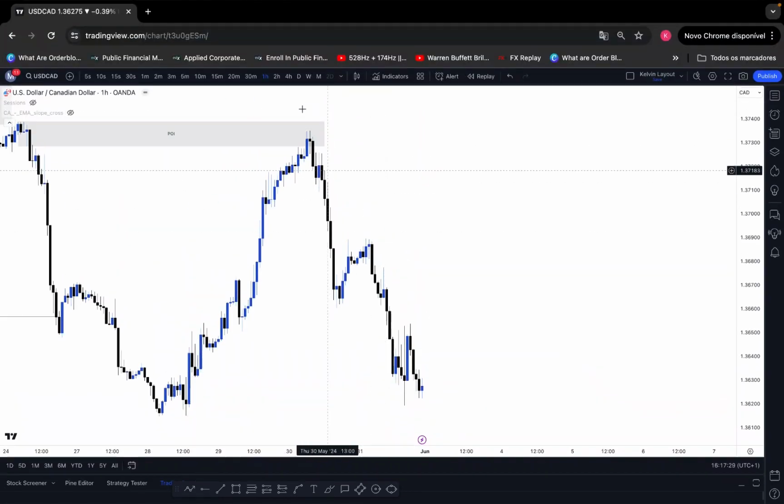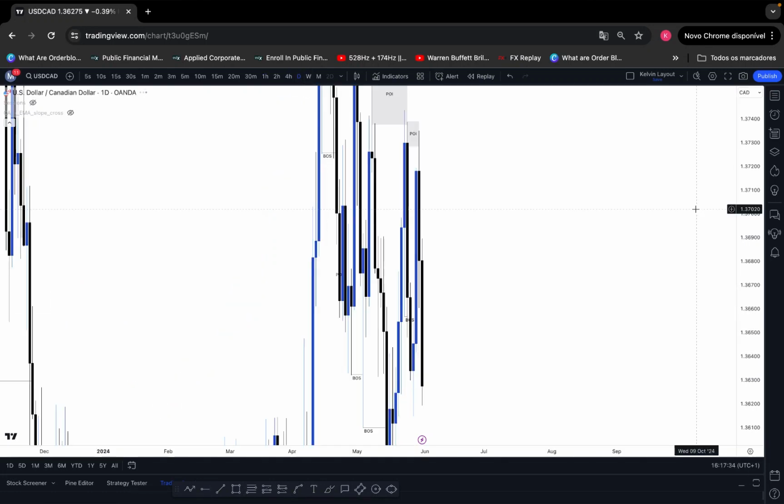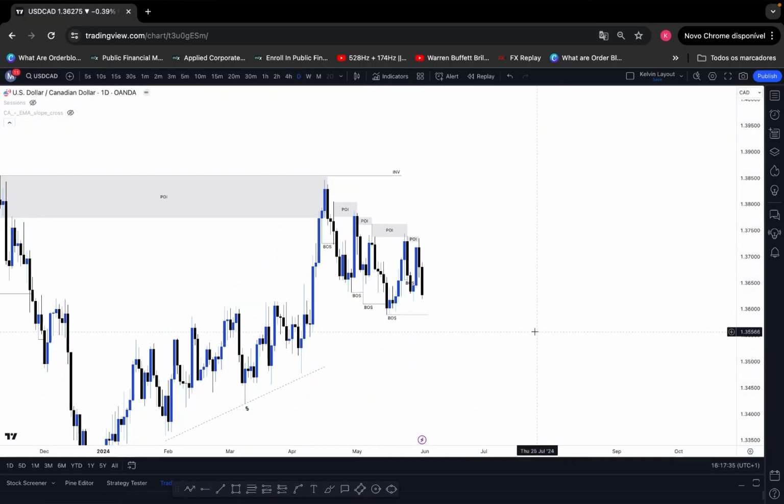Our next pair is USD CAD. USD CAD, we can start from the daily. I think the daily is very, very clear.